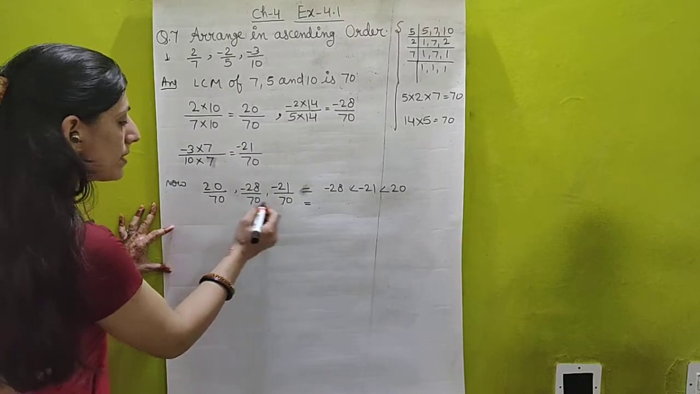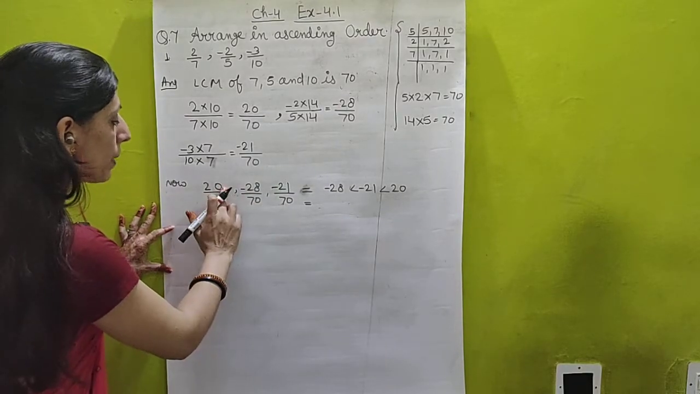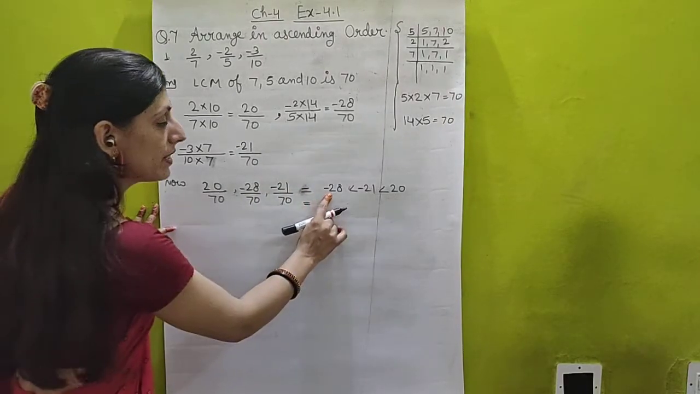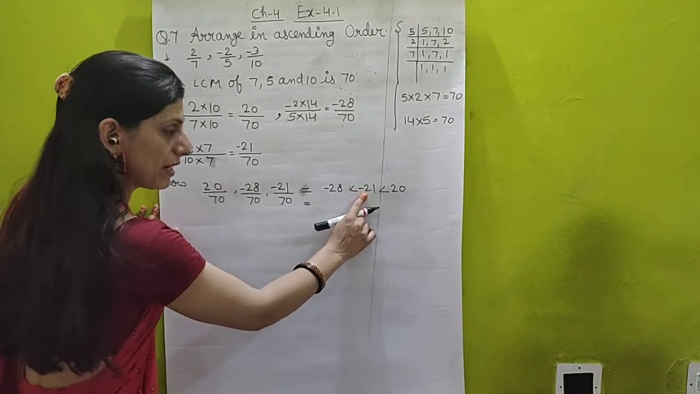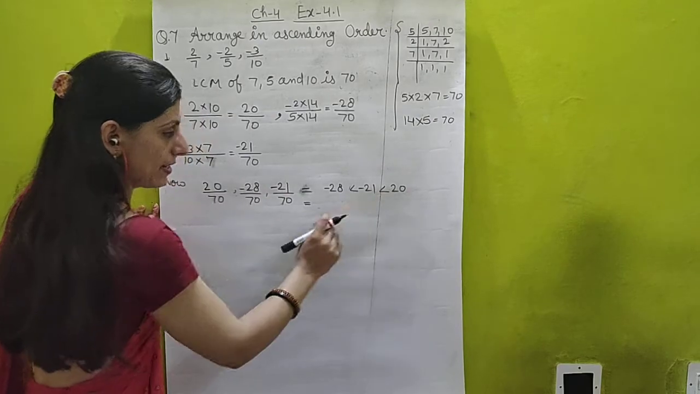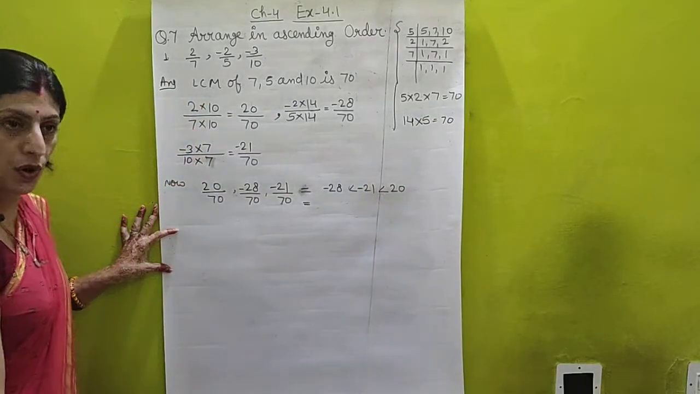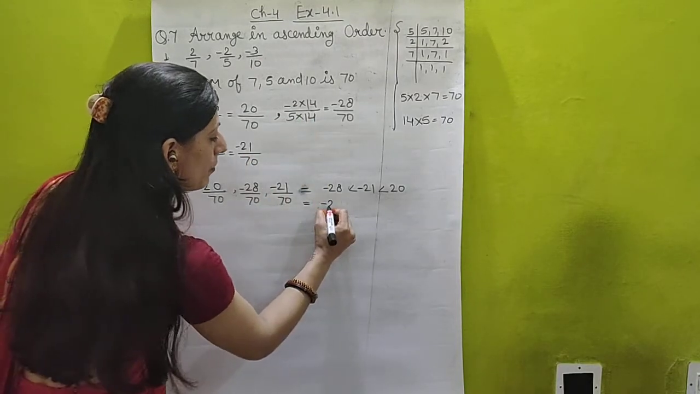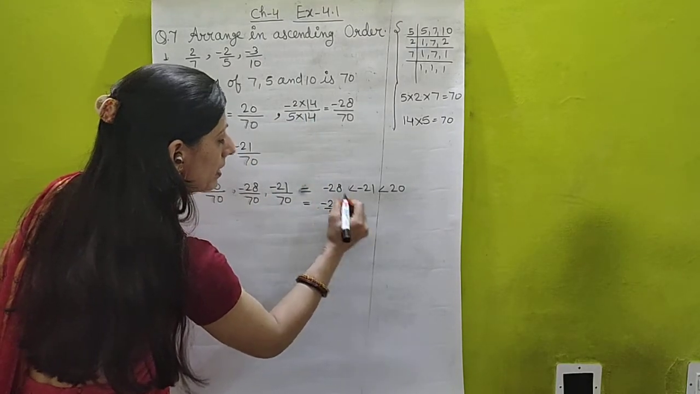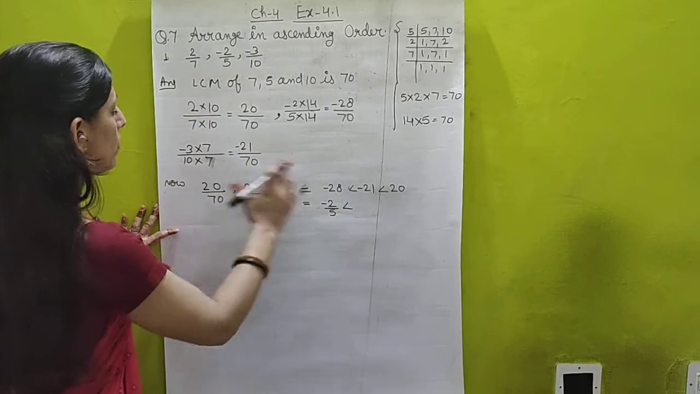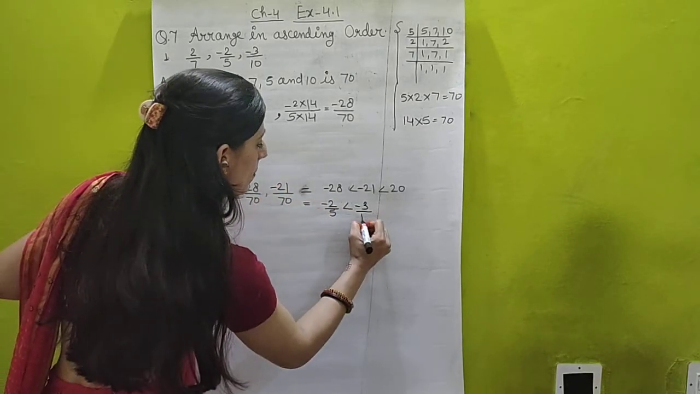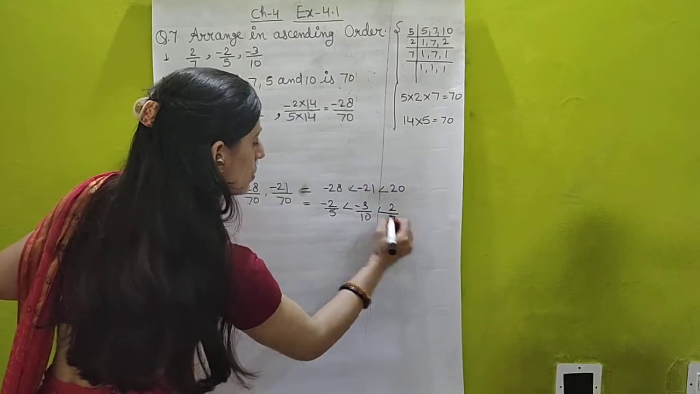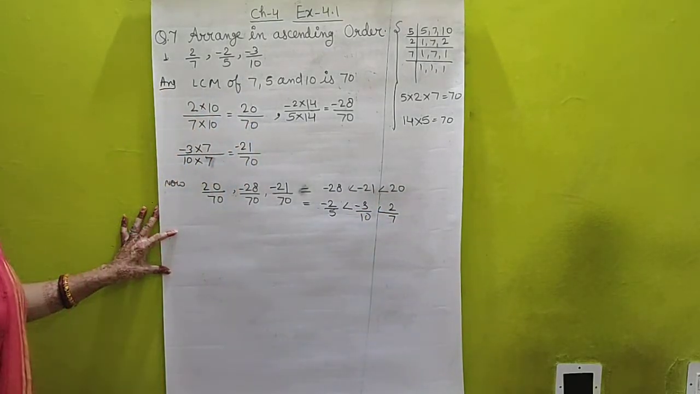We can ignore this 70, and now from 20, minus 28 and minus 21, which one is smallest? Minus 28 is smallest, then minus 21, and 20 is the largest. We have arranged in ascending order. Now minus 28 means minus 2 upon 5 is the smallest number, then minus 21 means minus 3 upon 10, and then 20 means 2 upon 7. So like this, students, we have arranged in ascending order.